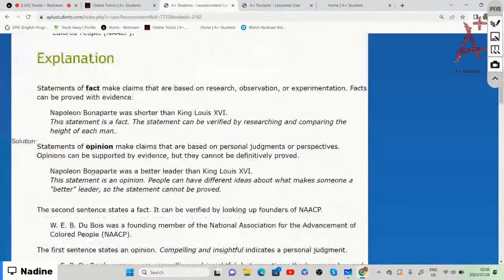All right, so our very first lesson is facts from opinions. It says statements of fact make claims that are based on research, on observations, as well as experimentations. And facts can be proved with evidence. So if you are stating any facts via research, or through observations, or in the form of experimentation, then of course you need to have your evidence that proves that this is the fact that I am talking about.